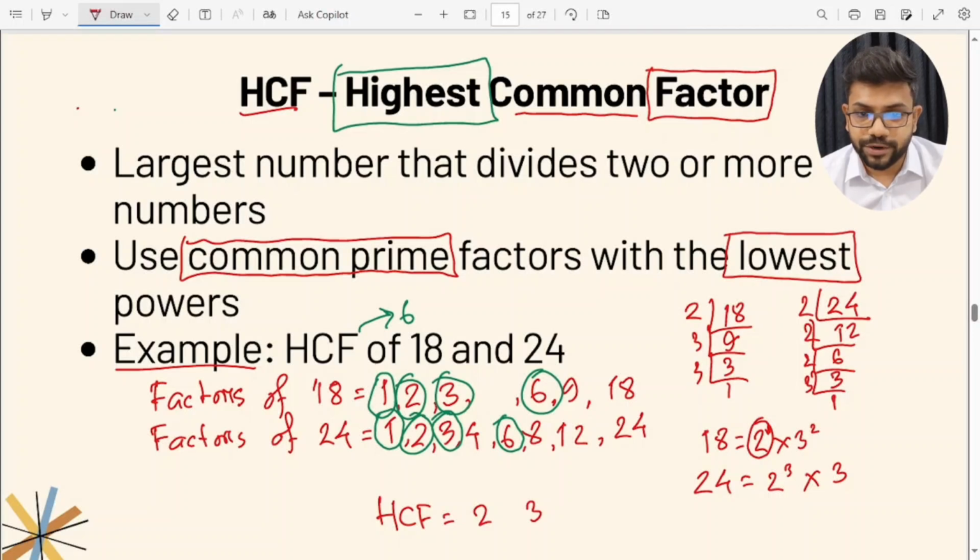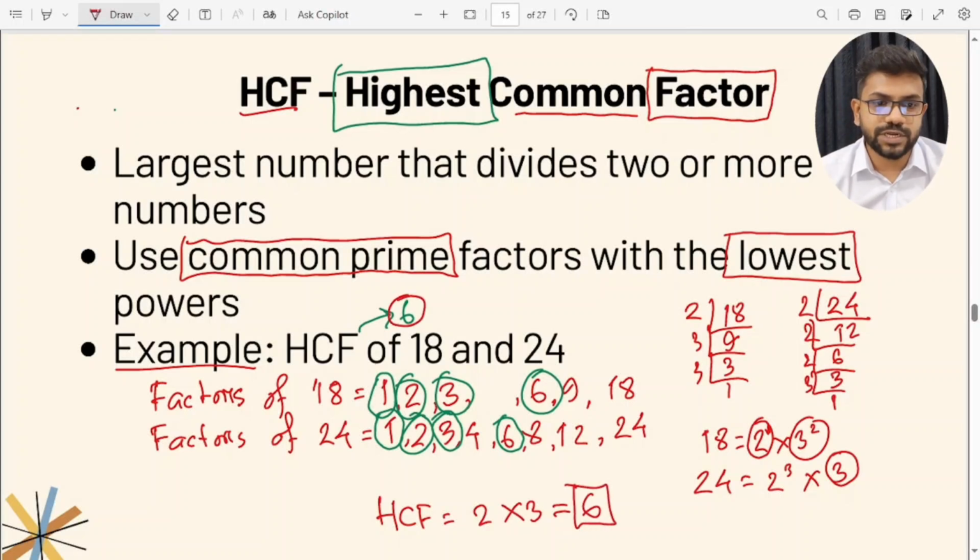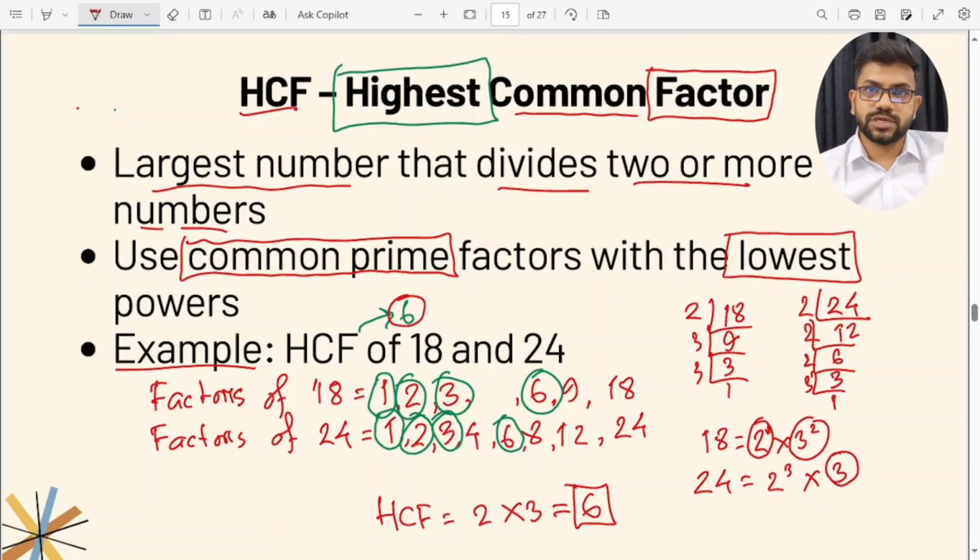So we have taken 2 here. Between 3 square and 3, 3 has the lower power. So we are taking 3 to the 1, which is 3. Now we will multiply them and we will get the same highest common factor as we did in the other method. Okay. So basically the highest common factor is the largest number that divides 2 or more numbers and leaves no remainder. So 6 is the highest common factor of 18 and 24.